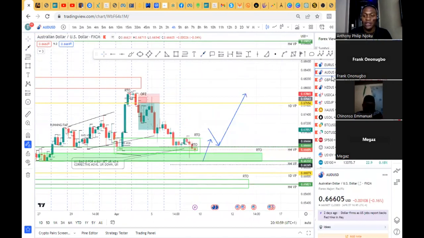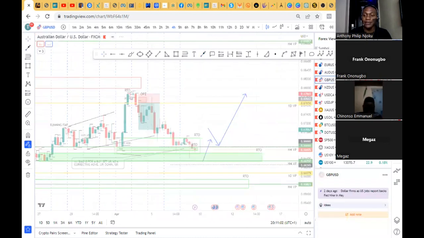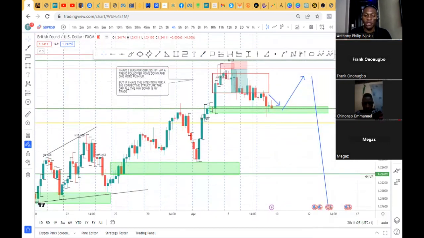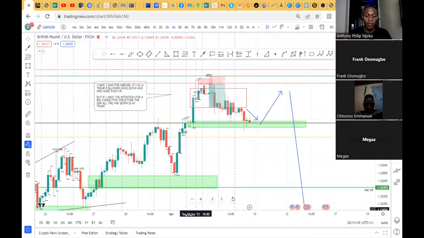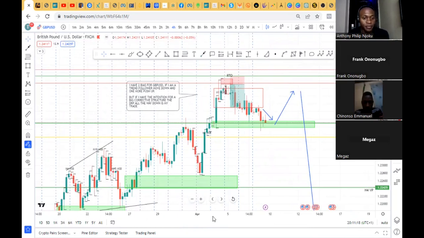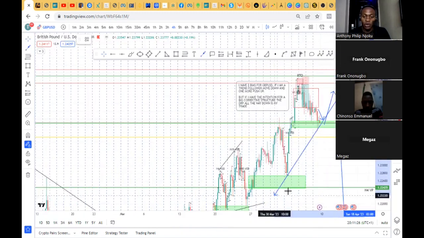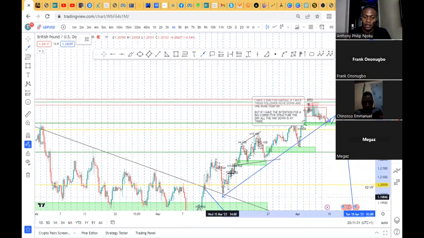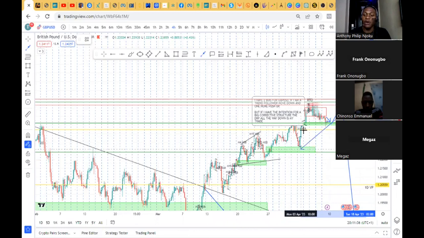The next on the list is GBP/USD. So based on GBP/USD, I have two buyers for GBP/USD. For GBP/USD, if you're a trend follower, I want you to take a good look at this. This is an uptrend, creating low, higher high, low, higher high, low, higher high.